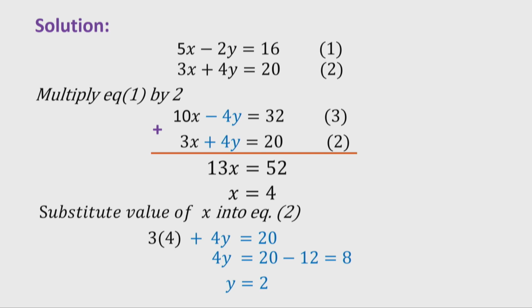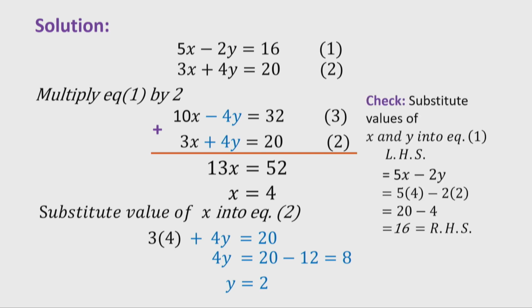You can check if the answers are correct. So I substitute the values of x and y into equation 1. The left-hand side will be 5x minus 2y. I replace x by 4 and y by 2. So I get 20 minus 4, which is 16, which is equal to our right-hand side. So this means that x and y are correct.